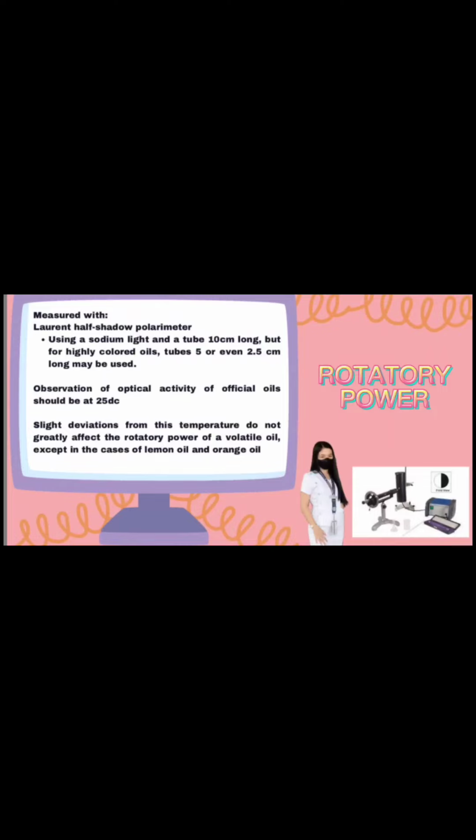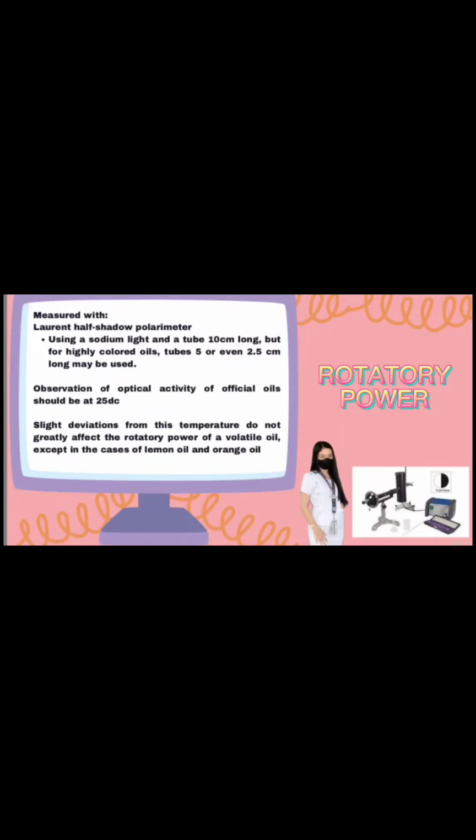This is an accurate measurement of optical activity by helping you determine the exact position of equal brightness of the two halves. You cannot accurately judge the position of maximum brightness without using a half shade plate. The measurement uses sodium light and a tube 10 cm long. But for highly colored oils, a tube 5 or even 2.5 cm long may be used.